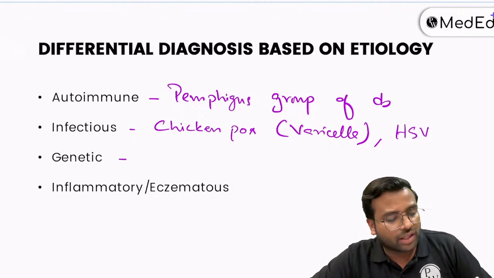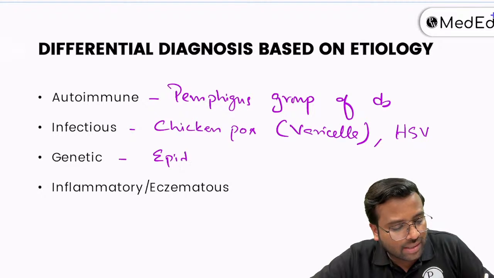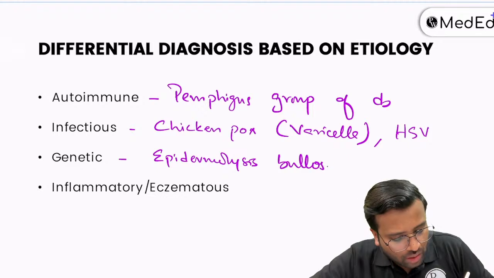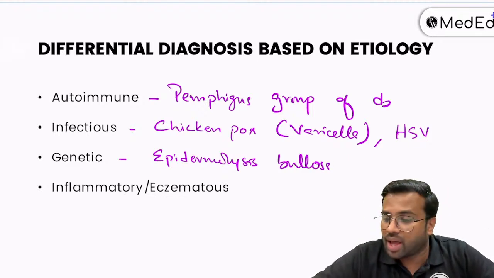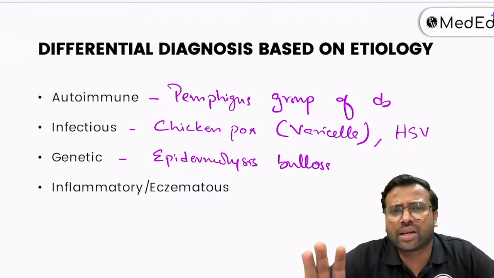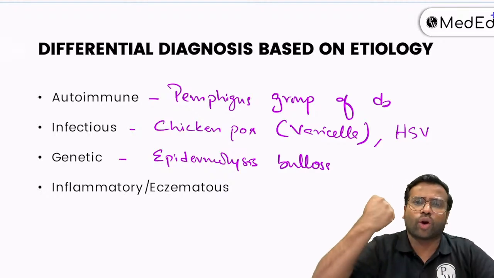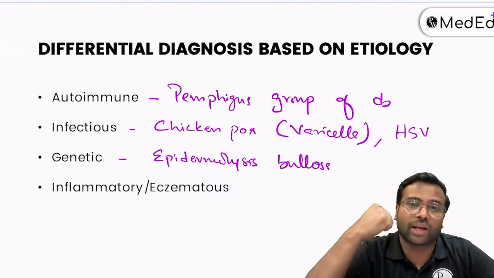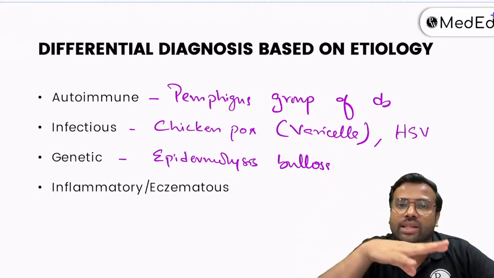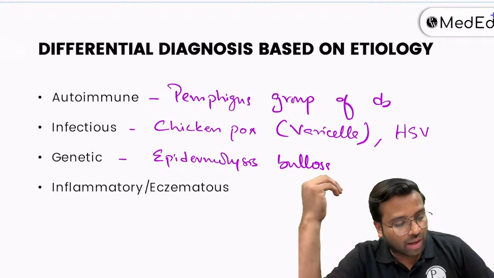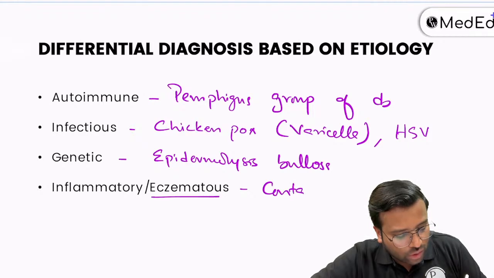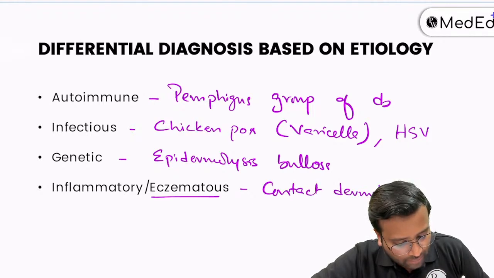Otherwise in genetic, it also comes like epidermolysis bullosa. That is one of the examples. And the last one is where you get inflammatory or eczematous causes. There are quite a lot of eczemas, right? So it can be because of contact dermatitis, allergic contact dermatitis, irritant contact dermatitis. All these are different types of eczemas or allergy where you can get these lesions. So let me just write it down as contact dermatitis.